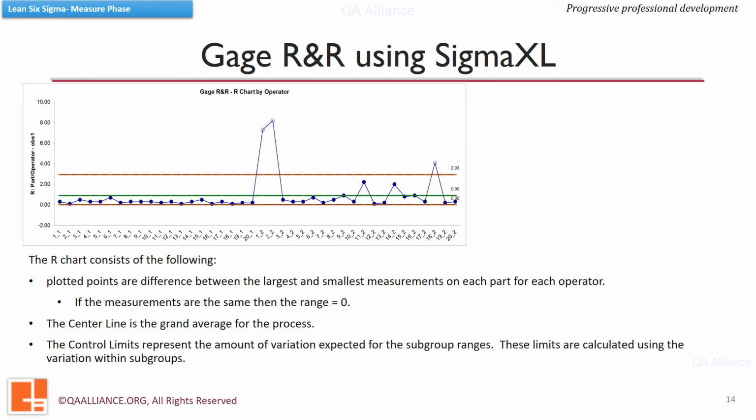These limits are calculated using the variation within subgroups. If any of the points on the graph go above the upper control limit, then that operator is having problems consistently measuring parts. The upper control limit value considers the number of measurements by an operator on a part, and the variability between parts. If the operators are measuring consistently, these ranges should be small relative to the data, and the points should stay in control. In this example, though, we can see that operator 2 has inconsistency.